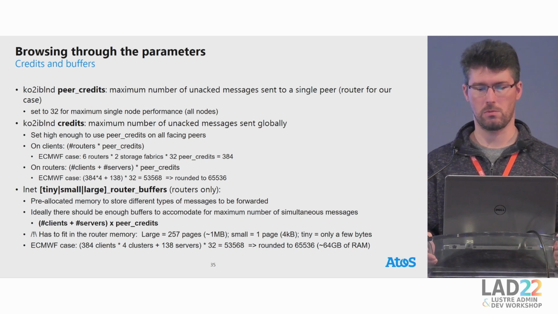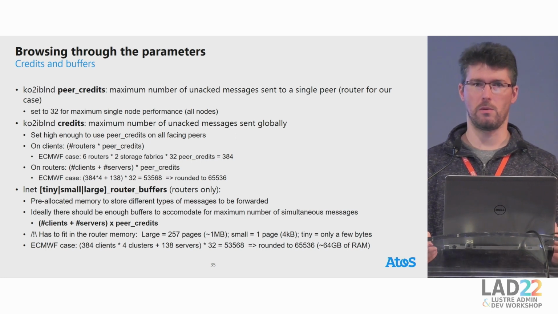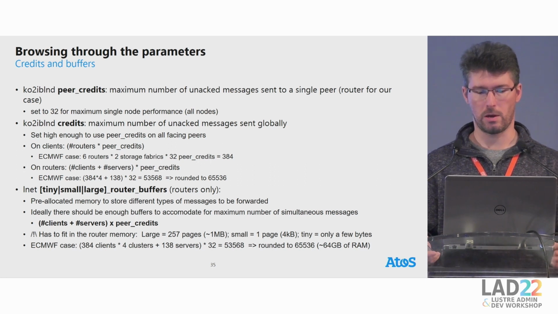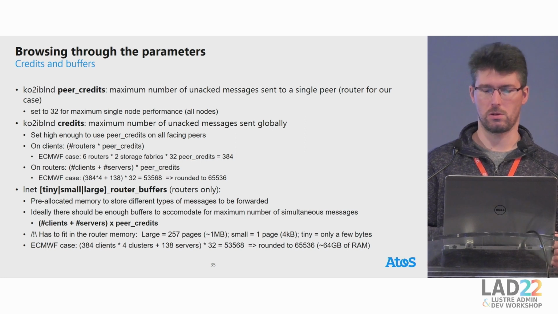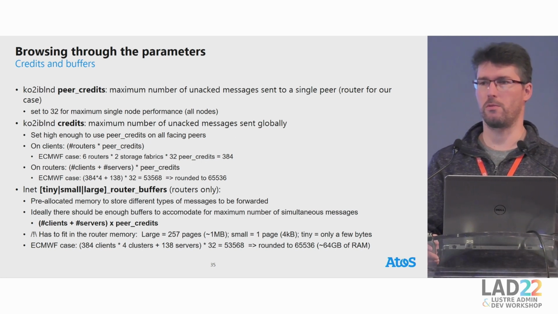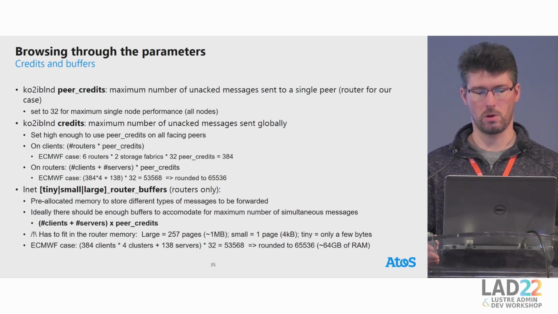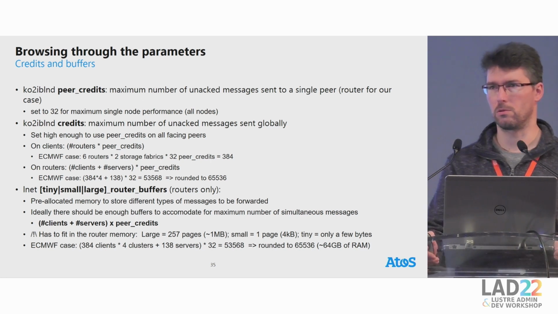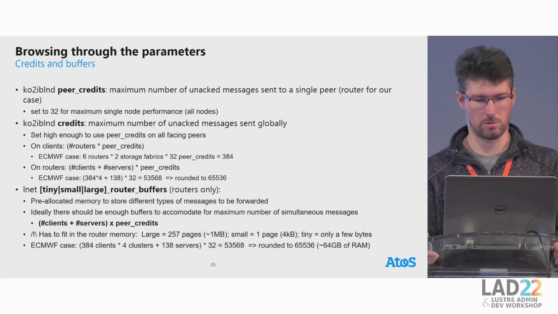On the routers, it's a bit different because you need to be able to address all clients and servers at once. So you multiply essentially by the number of facing peers, which in our case is the 384 clients multiplied by 4 because we have 4 complexes, plus the 138 servers on the other end. So we rounded the value to, let's say, 64K, just because we could.